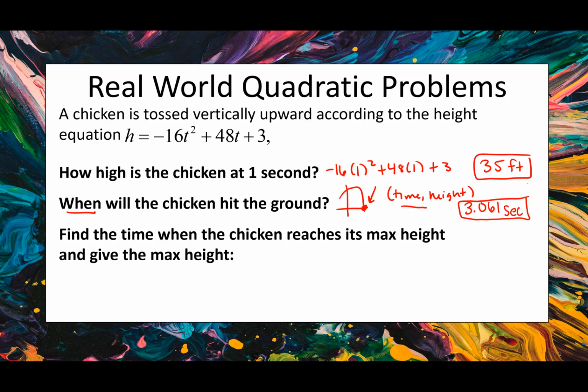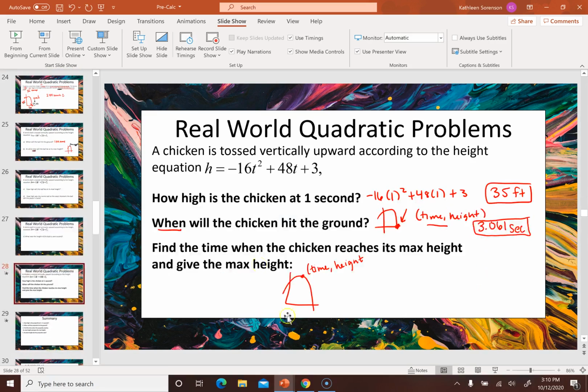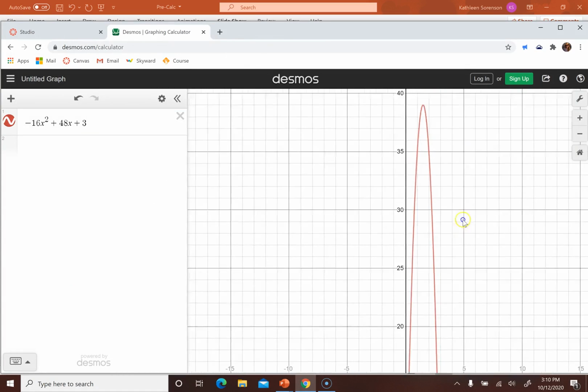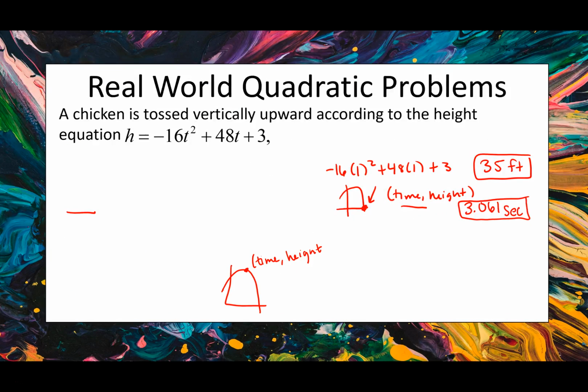All right, last question says find the time when the chicken reaches its max height and give the max height. Well, that's going to ask us for this coordinate right here. That's going to give us the time will be the x coordinate and the height will be the y. So let's go back to Desmos. All right, so this coordinate is, whoa, way up high. The time is 1.5 seconds, and it's going to be a max height of 39. 1.5 seconds, 39.